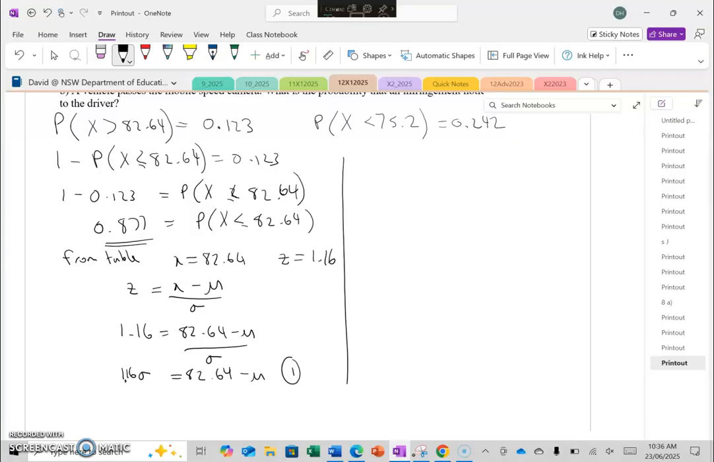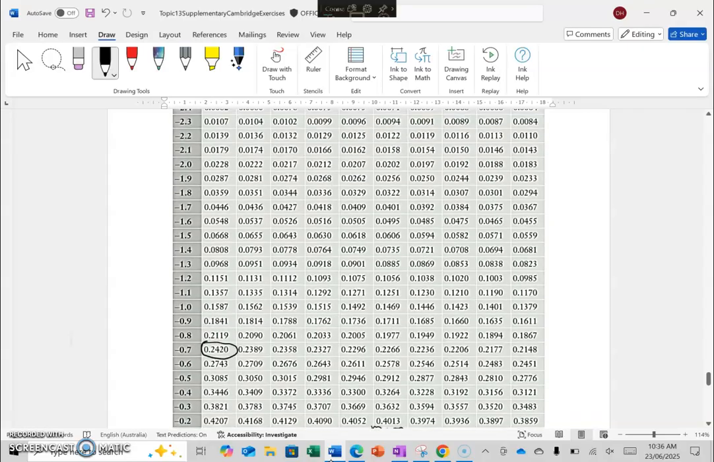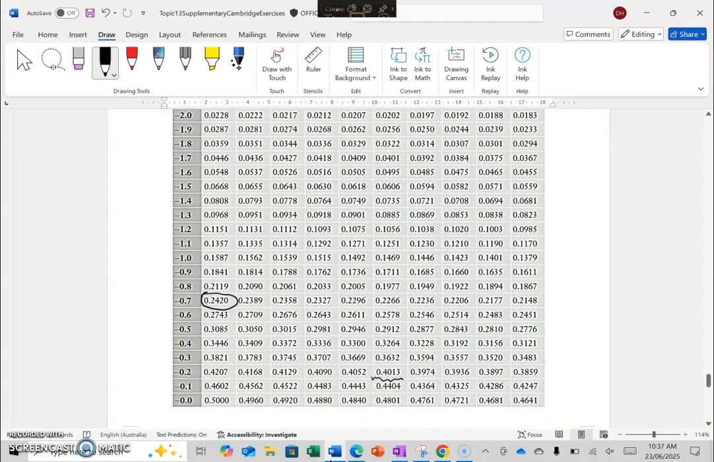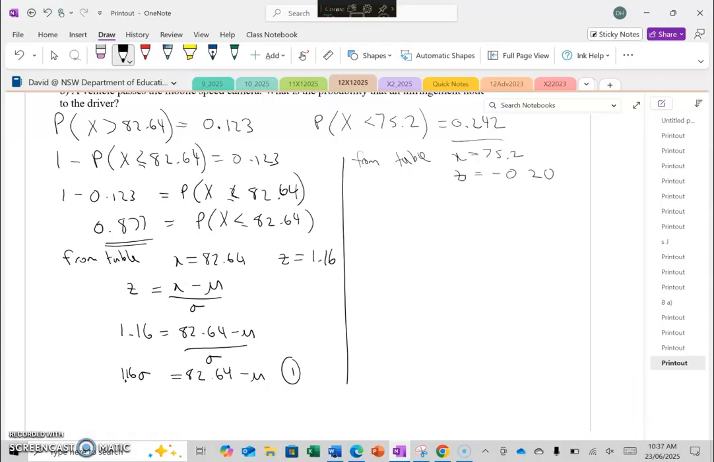I'm going to get a second equation by using the other fact. Okay, so this one's already less than, that's kind of nice. I just need to look up the table. So from the table, I'm looking for a probability of 0.242. So go to my table, 0.242. I've circled it there. It's negative 0.70. So that means the score or speed of 75.2 represents a Z score of negative 0.20.